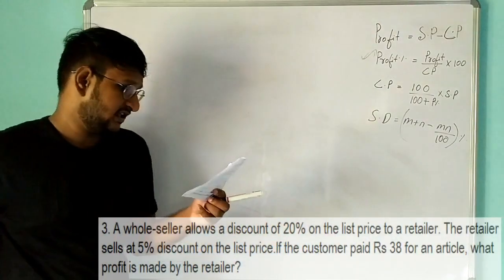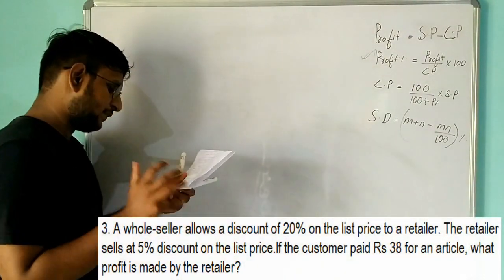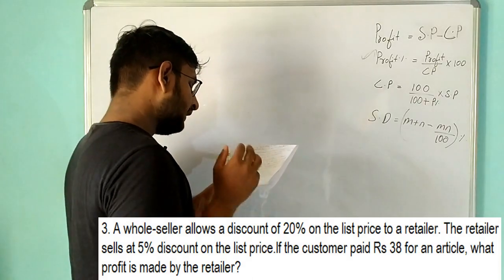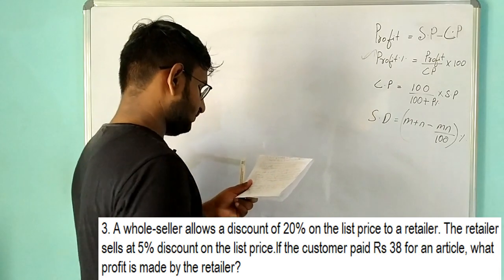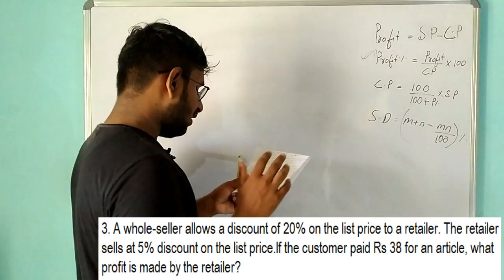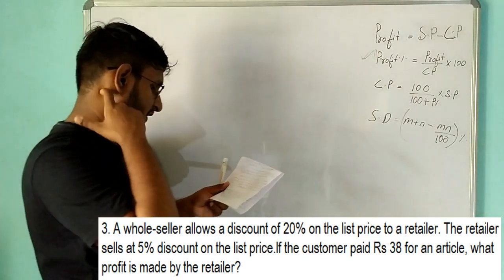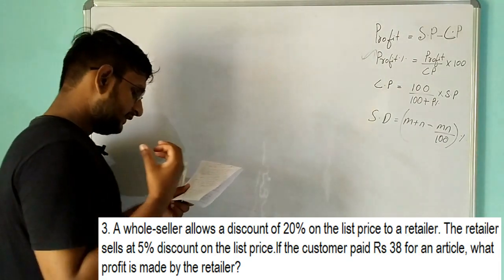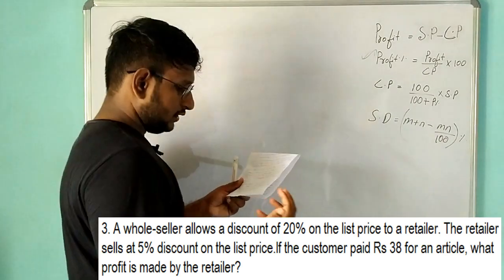So in the second question, they have said that a wholesaler allows a discount of 20% on the list price to a retailer. The retailer sells at 5% discount on its list price. So if the customer paid 38 rupees for an article, what profit is made by the retailer? So a retailer sells at 5% discount on the list price.